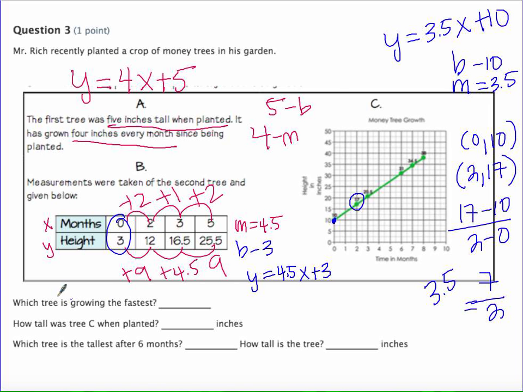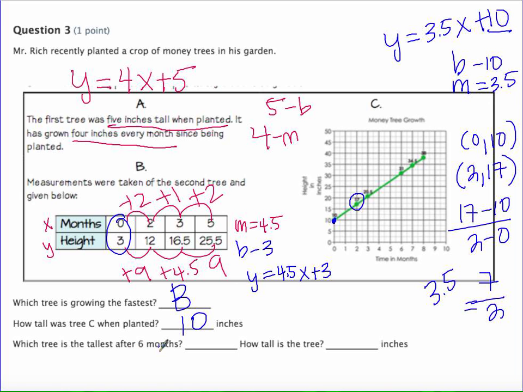So which one is growing the fastest? Which one has the highest slope, highest rate of change? So we got 4, 4.5, 3.5. That's going to be tree B. How tall was tree C when it was planted? So that's the y-intercept or initial value. That is going to be 10.